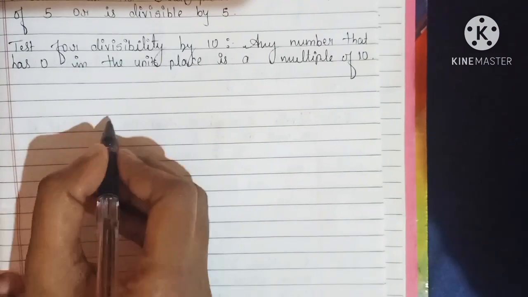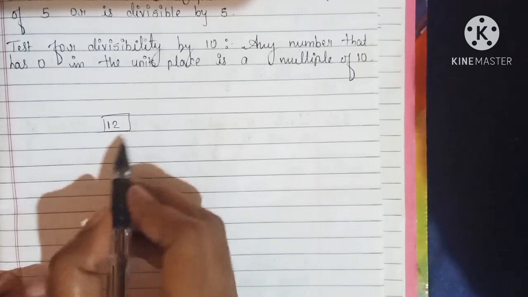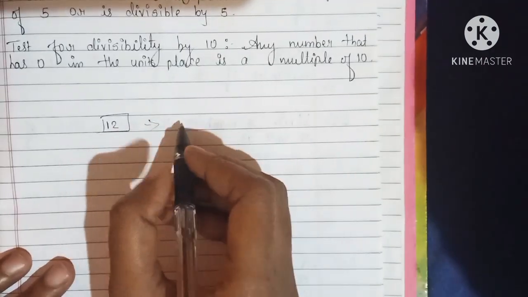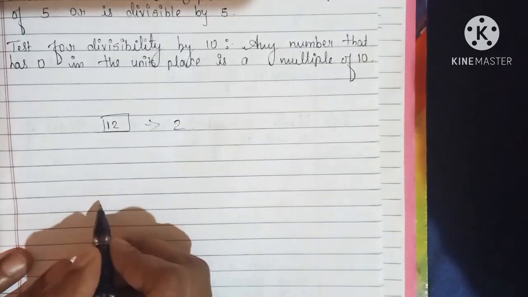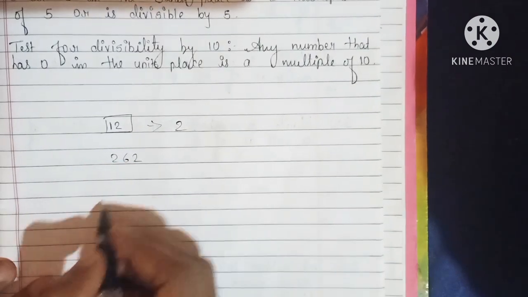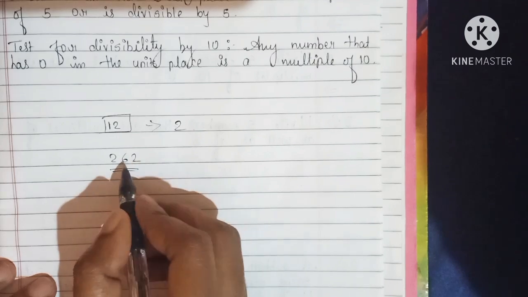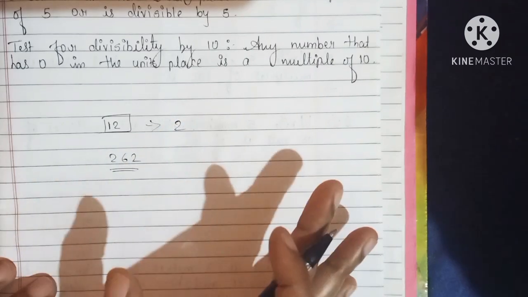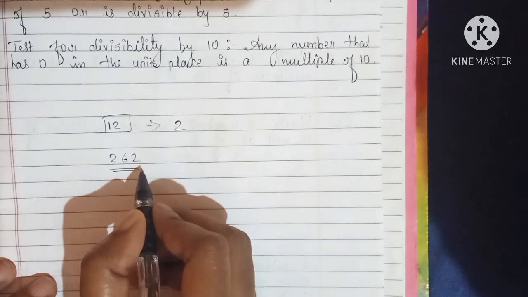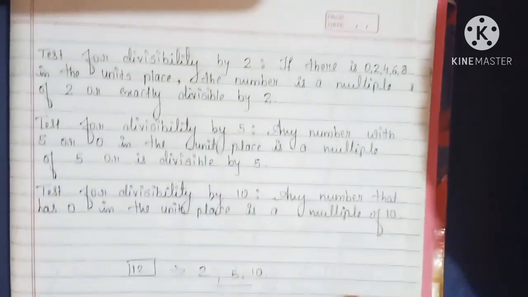Okay, if I have the number 12 and I ask whether this 12 is divisible by 2, we can answer that yes, it is divisible by 2 because 2 6s are 12. If I have a bigger number like 262, I need to divide and then check whether it is divisible by 2. If I have a bigger number, I can find out very easily whether the number is divisible by 2 or not, or for 5 and for 10 also, by using divisibility tests.